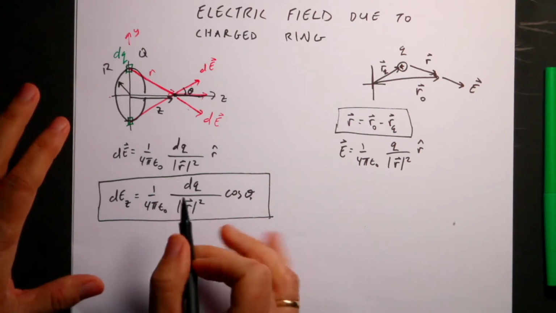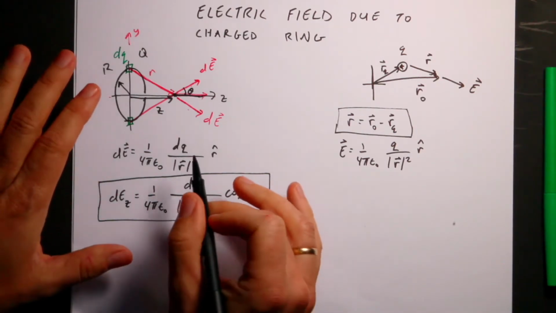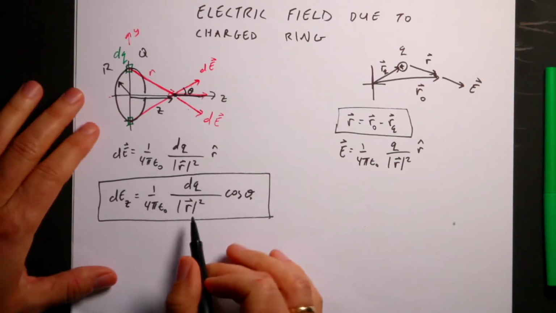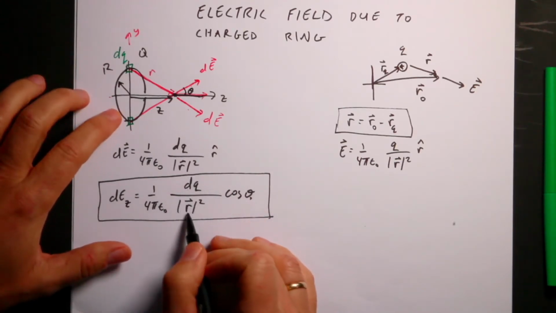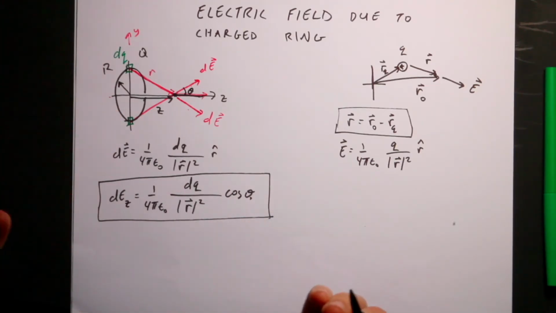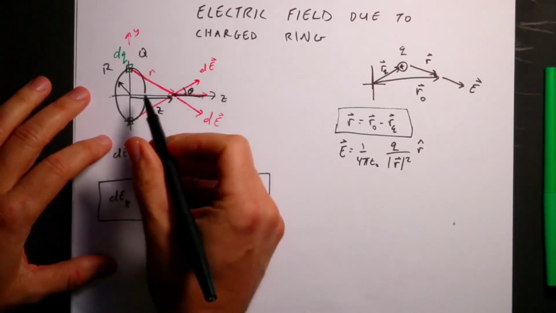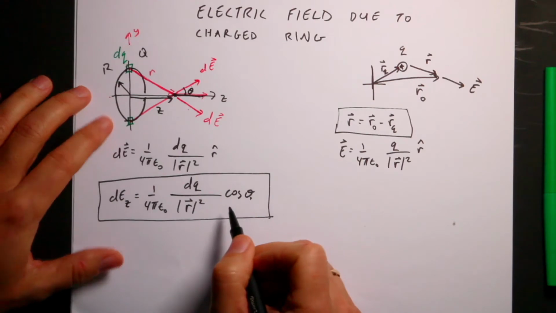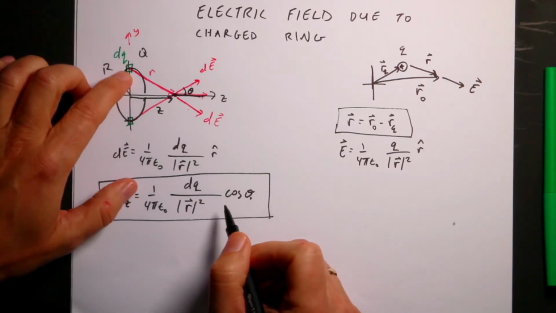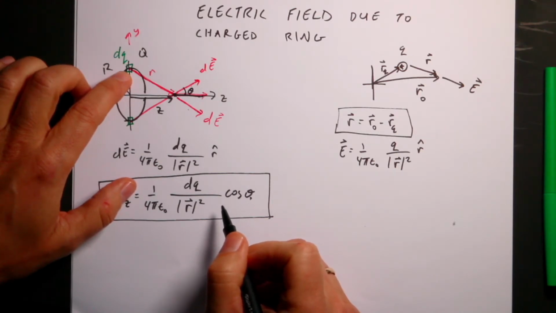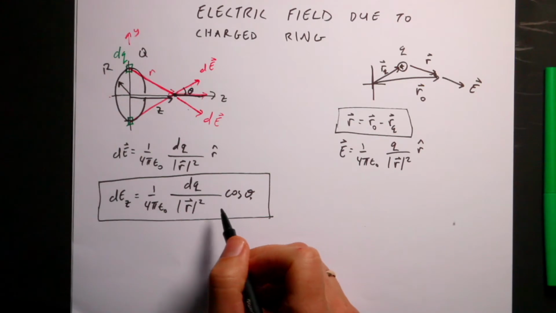So what I need to do is to convert all this stuff into something that I can integrate, right? Because dq and r, they technically could change. I want to get this all in terms of z, because that's the parameter I want in here. So I don't think we need to get rid of dq. Let's just leave it. But I do want to get rid of r.